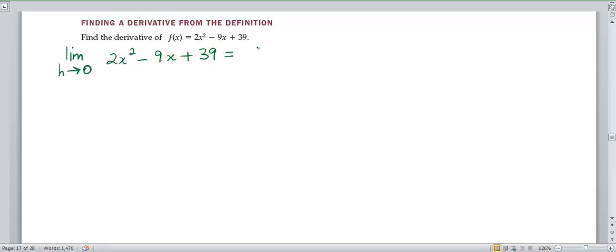Okay, so 2x squared, find the derivative. I'm sorry, here, let me erase this.